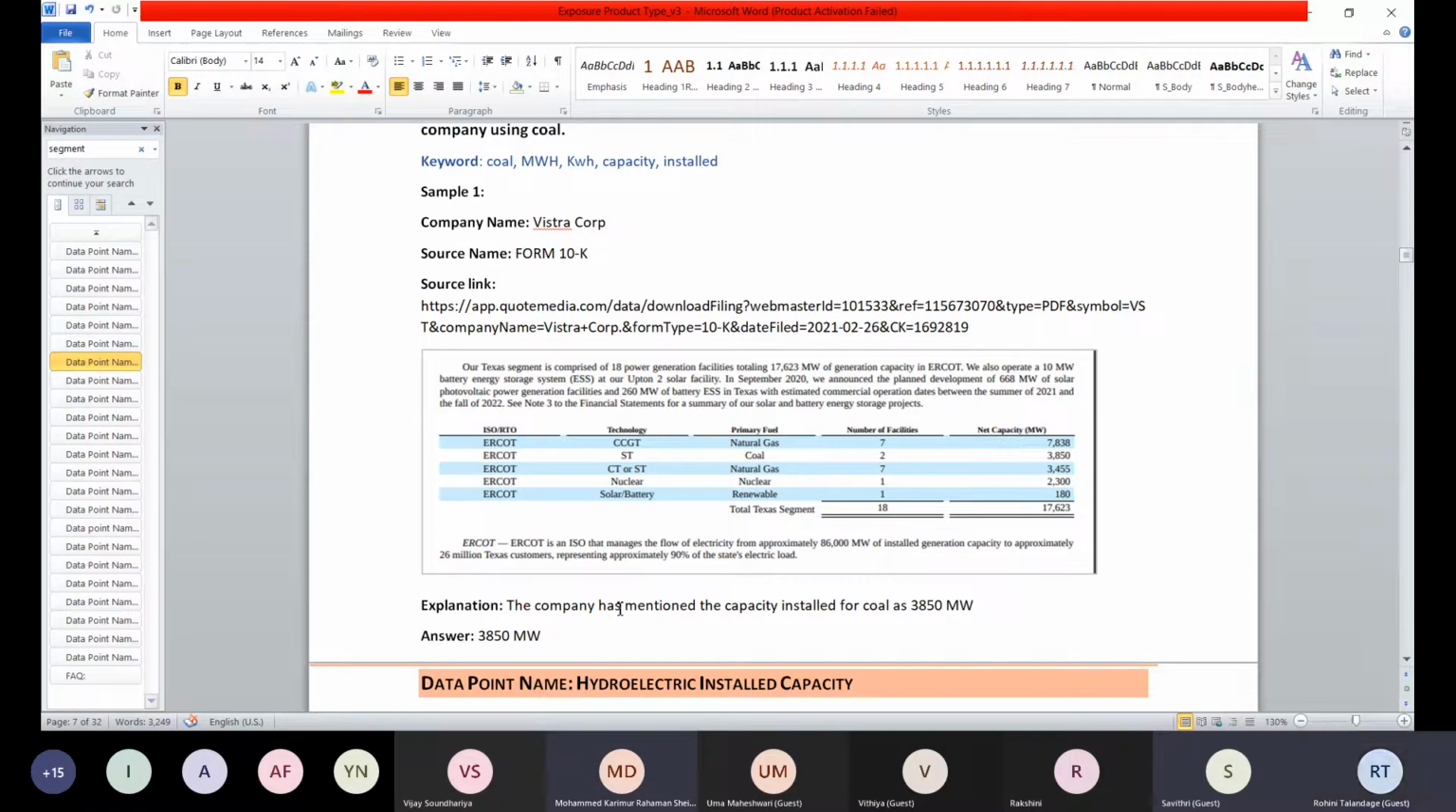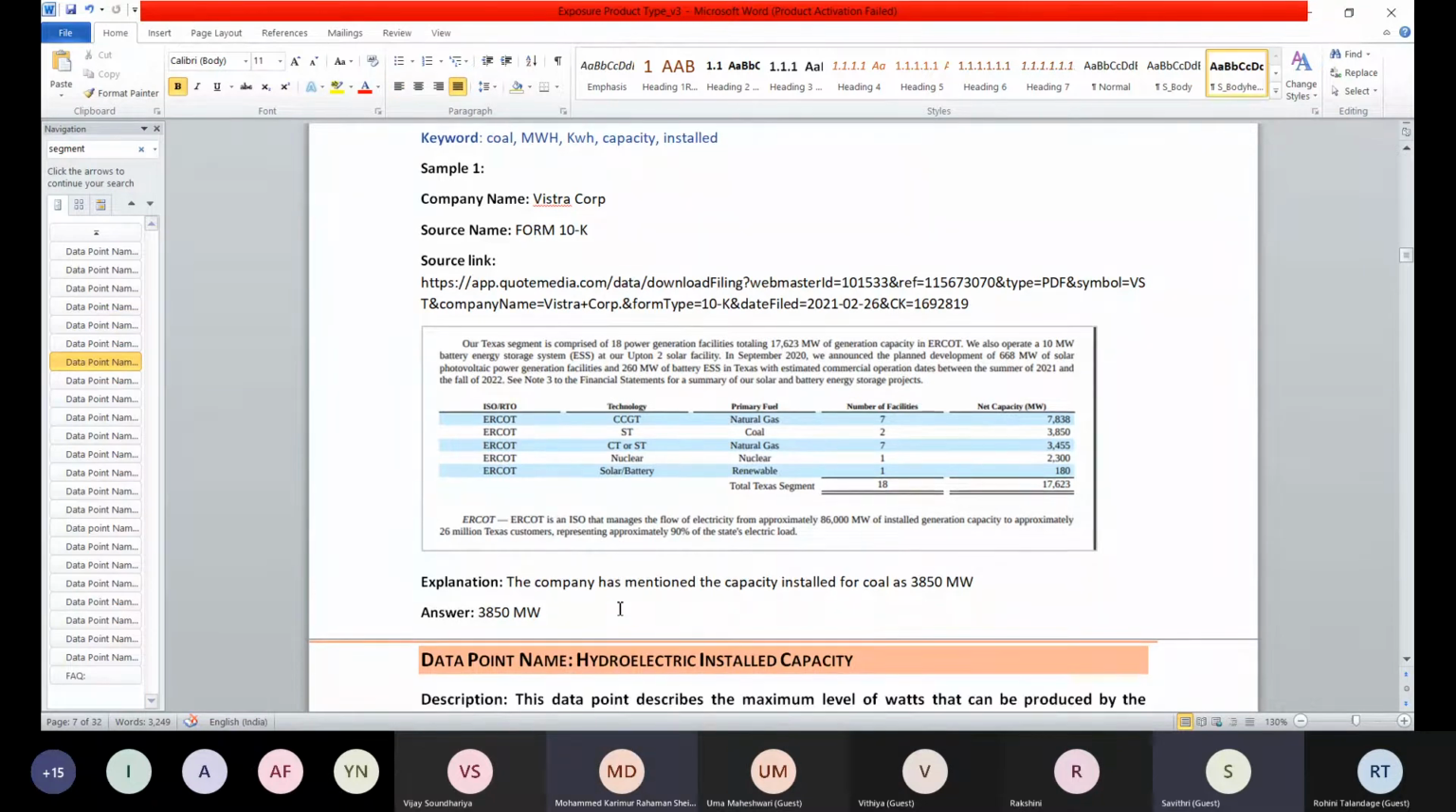So if you see this image now, they're saying this company, Vistra Corp, has a number of facilities and also the maximum capacities available on those facilities. The first one is a natural gas facility. They have 7 natural gas facilities, and from those 7 facilities they have a capacity of 7838 megawatt. From this, they can generate as much as possible.